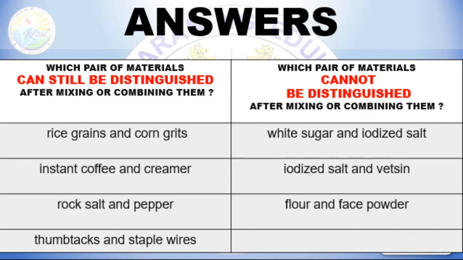We have white sugar and iodized salt, monosodium glutamate, flour and face powder, and we can also add here white sugar and monosodium glutamate. Alright? Did you get a perfect score? I knew that you did well, so very good, because you have just finished the solid and solid mixture.